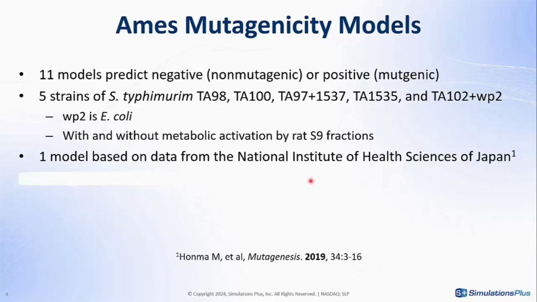We also have one model that was built on data from the National Institute of Health Sciences in Japan, and this comes out of this publication. So Hamada et al. sent out results from their Ames mutagenicity tests, and people could make predictions on those compounds.